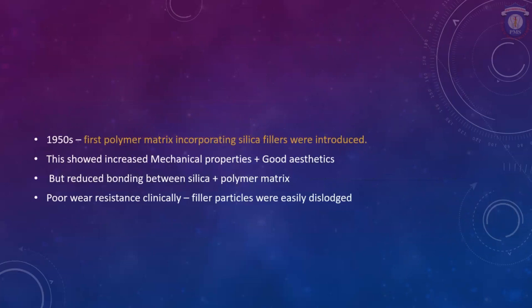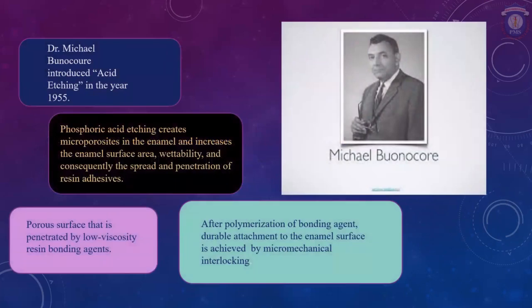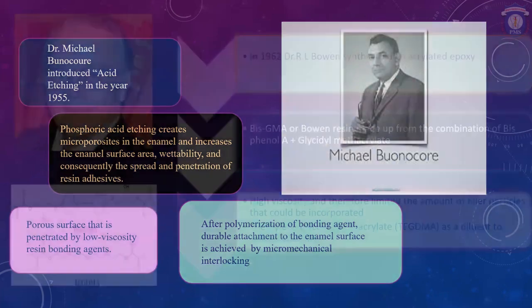In the 1950s, the first polymer matrices incorporating silica fillers were introduced, and this showed increased mechanical properties and good aesthetics. Poor wear resistance clinically was also a problem, as filler particles were easily dislodged. In the year 1955, Michael Buonocore introduced acid etching. Phosphoric acid etching creates microporosities in enamel and increases the enamel surface area, wettability, and consequently the spread and penetration of resin adhesives. After polymerization of the bonding agent, durable attachment to the enamel surface is achieved by micromechanical interlocking.